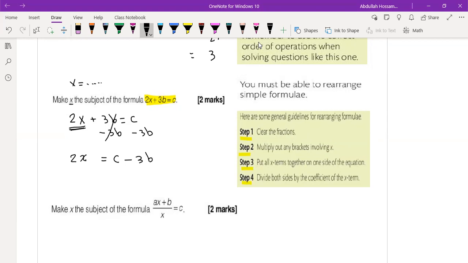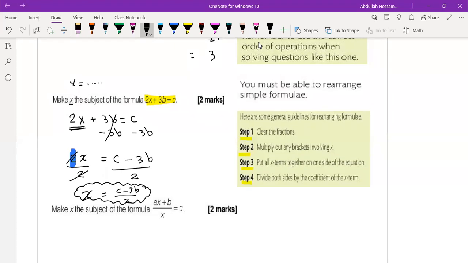And then you divide by the coefficient of x. You divide by 2. So you divide here by 2, then x equals c minus 3b over 2. And that is the answer. We made x the subject of the formula, means to put x alone in one side.